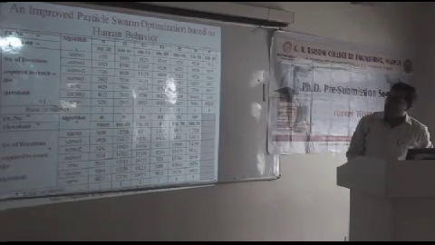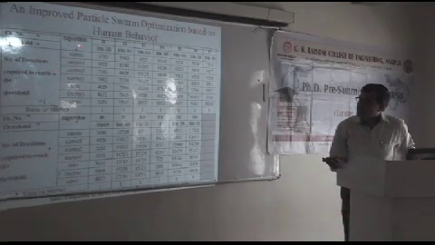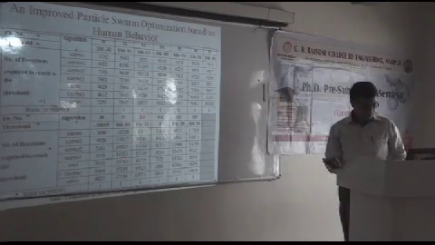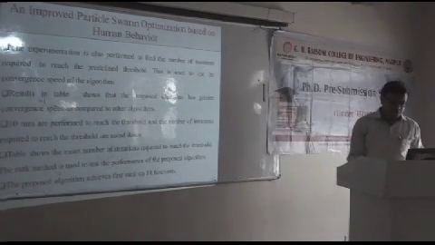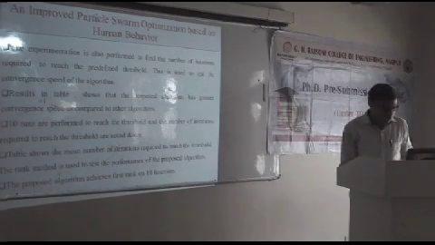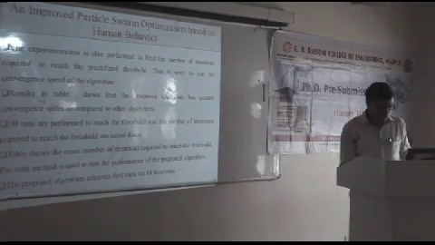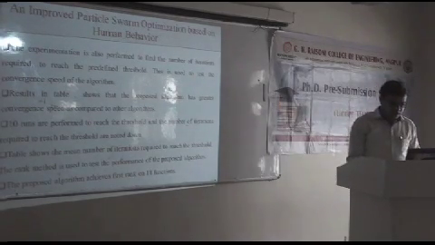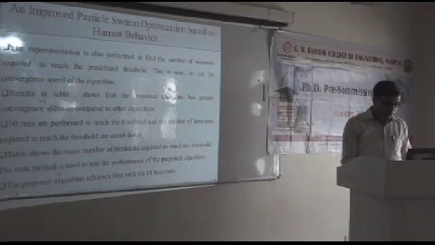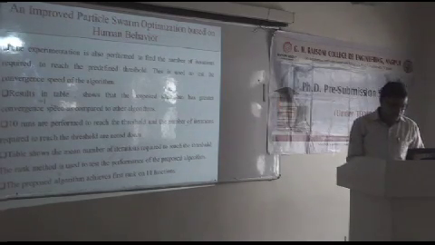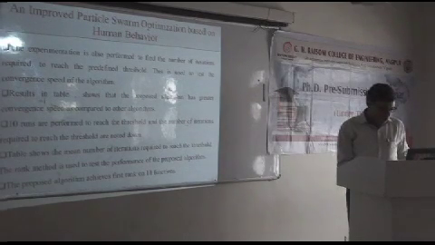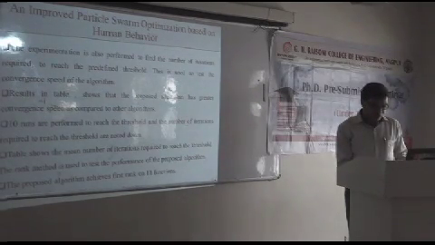For finding the convergence speed, we find out how many iterations it takes to reach a particular threshold. The experimentation is also performed to find the number of iterations required to reach the predefined threshold. This should be changed to the number of FEs required to reach the predefined threshold. This is used to test the convergence speed of the algorithm. The result in the table shows that the proposed algorithm has greater convergence speed as compared to other algorithms. 10 runs are performed to reach the threshold and the number of iterations required to reach the thresholds are noted down. The table shows the mean number of iterations required to reach the threshold.